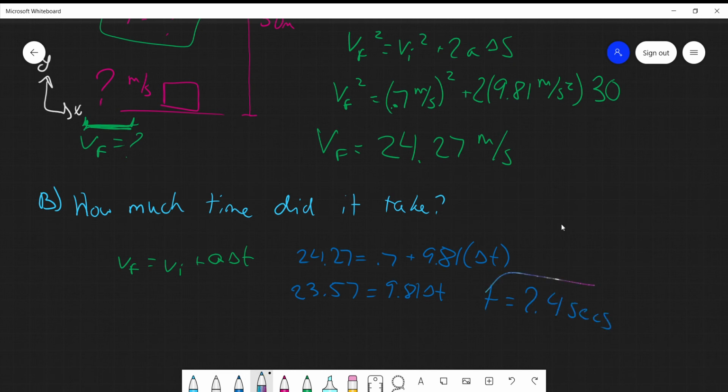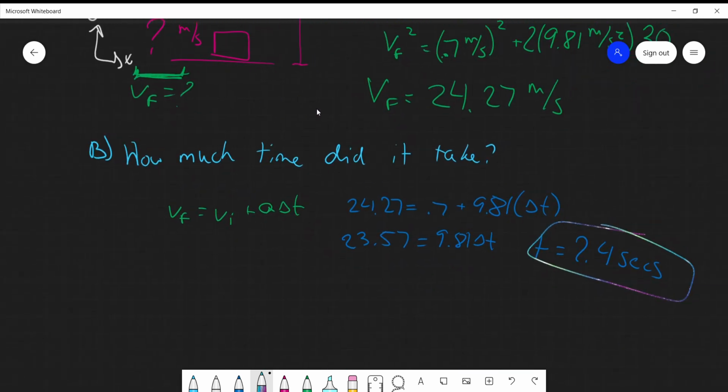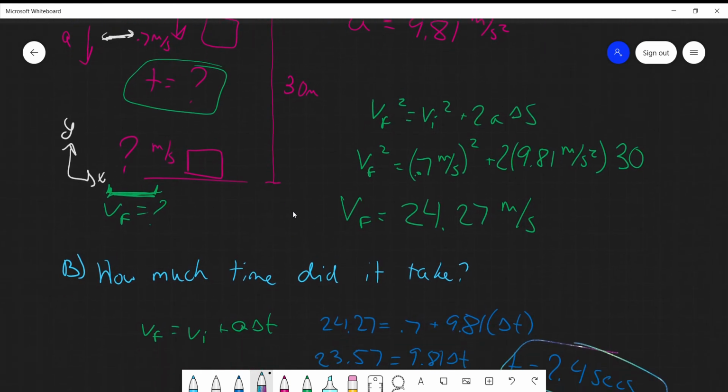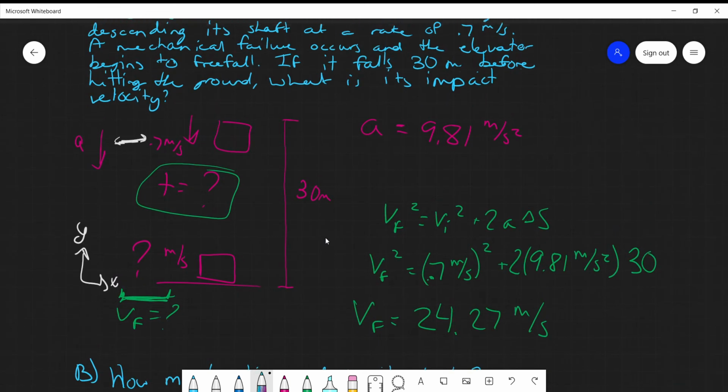So in this whole scenario, in about 2.5 seconds, the elevator went from 0.7 meters per second to 24 meters per second, which is quite a lot in not a lot of time and not a lot of distance, but that's free fall for you. Everything that is happening in this situation, the same thing applies if your object is smaller or has less mass than the elevator, or maybe it has more mass than the elevator. Who knows? Whenever something's in free fall, mass doesn't matter.